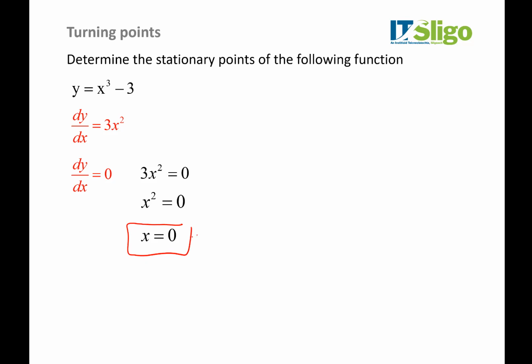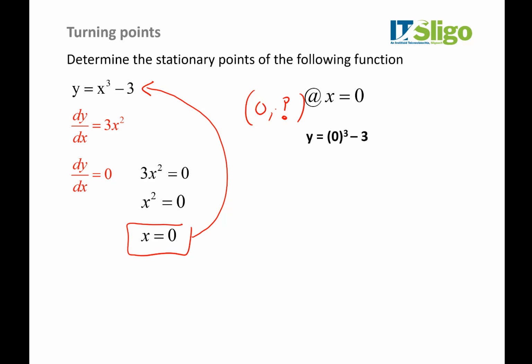Now we feed this value back into my original equation to get the y value. I know x, I want to find y. So my x looks like this. It's pretty simple when we feed it in. Just let x equal 0 and we end up with y being minus 3.